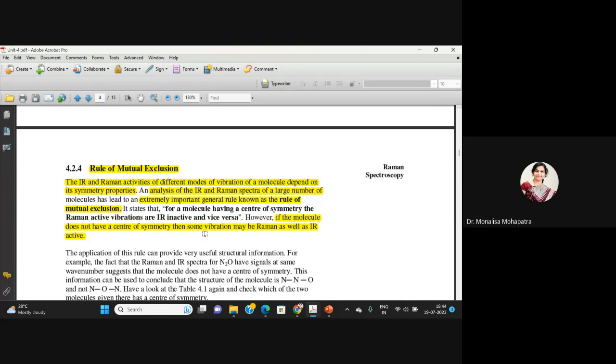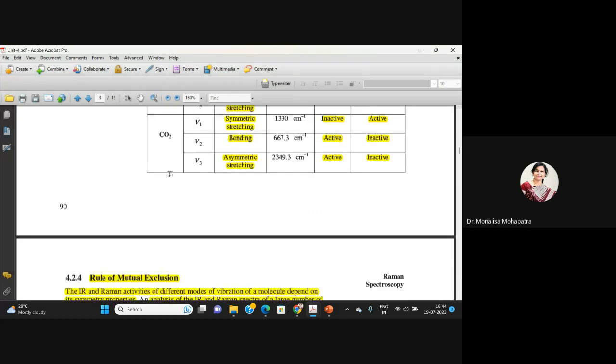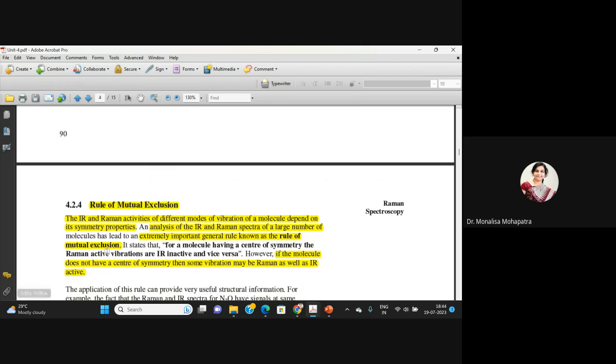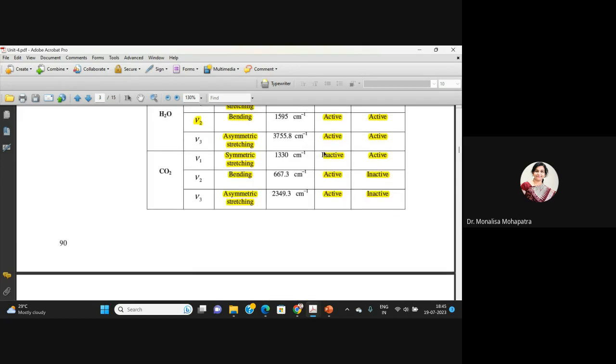Here you must remember the molecules which have a center of symmetry, like the CO2 structure. Remember the CO2 structure: C will be in the middle, and O will be on both sides. It has a center of symmetry. So for this kind of molecule, the Raman active vibrations are IR inactive and the IR active vibrations are Raman inactive. You are seeing this part.